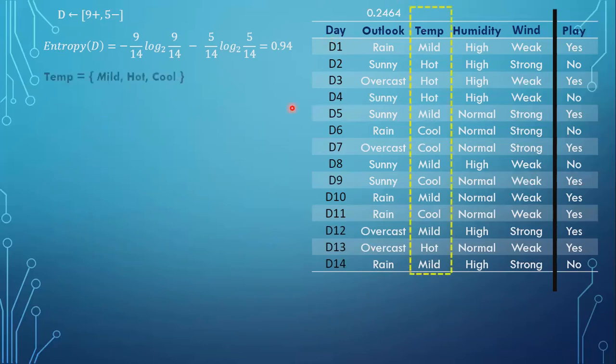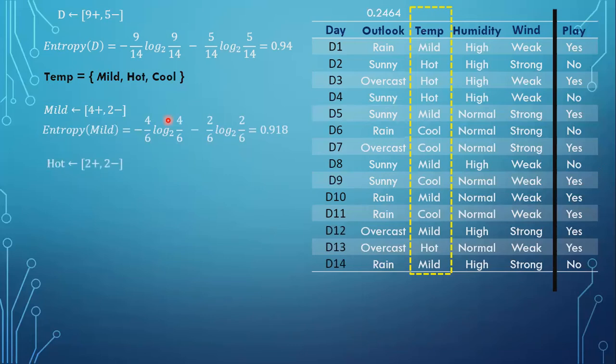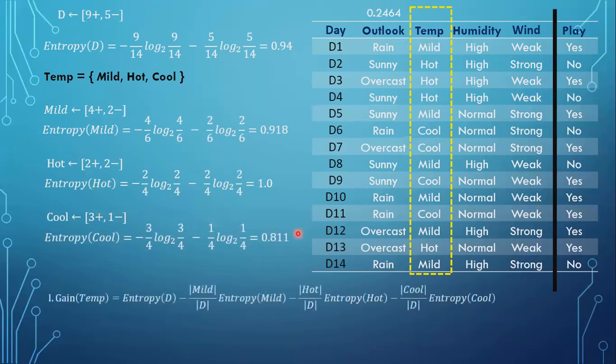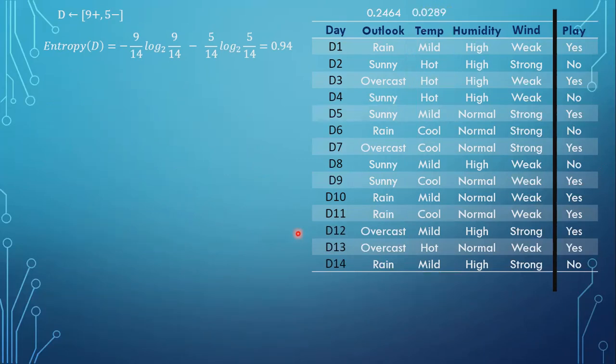And we will calculate the information gain for the second column, that is temperature. Okay. So for temperature, we have mild, hot, and cool. Okay. So for mild, we have 4 positive and 2 negative examples. So entropy is 0.918. For hot, we have 2 positive and 2 negative examples. So entropy is 1.0. Okay. So on cool, we have 3 positive examples and 1 negative example. So the entropy is 0.811. So information gain is 0.0289. Okay. We'll write it here.